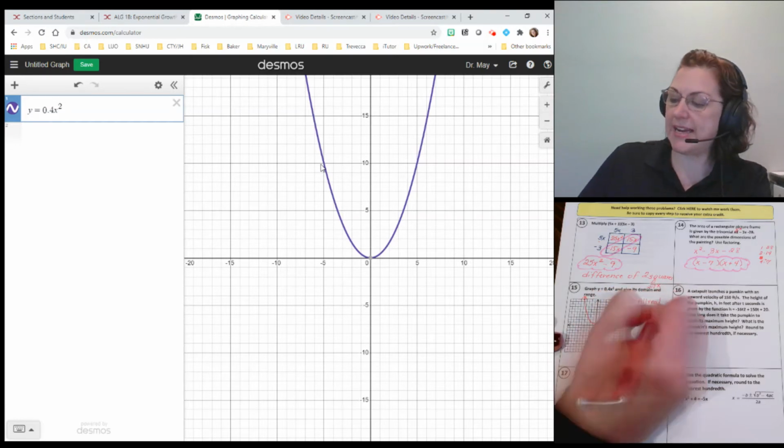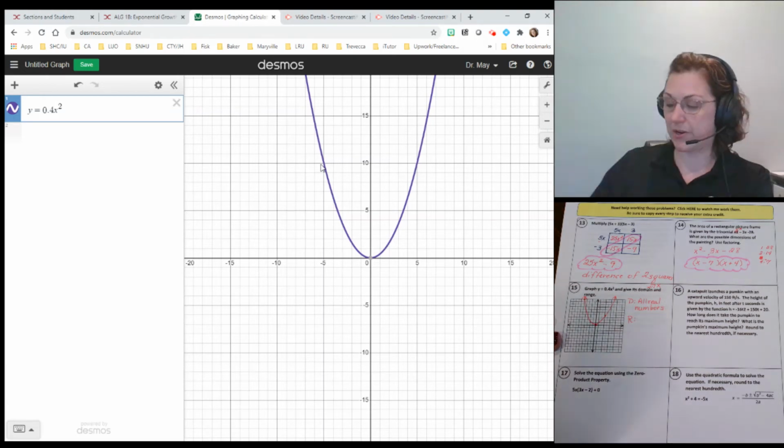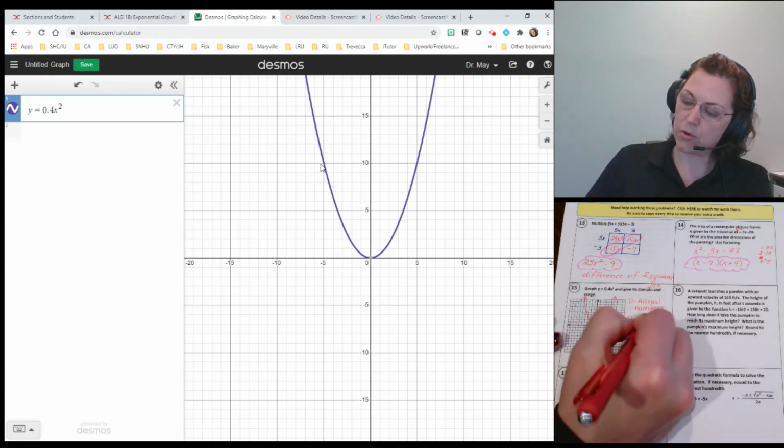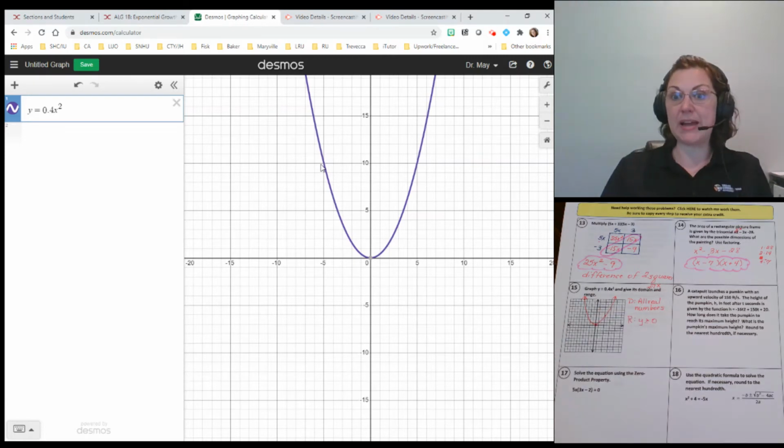And my range, I want you to see that all my y values are 0 or higher. So I can say that as y is greater than or equal to 0. And I do that from my graph. I'm looking at my graph to be able to tell that.